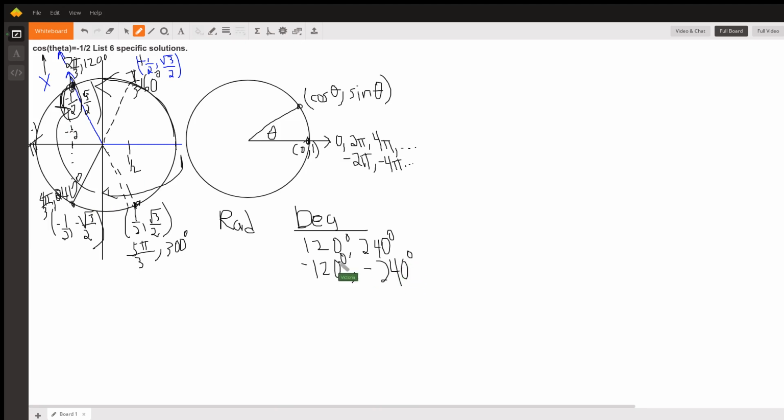But we still need two more. So you can just go around the circle again. Let's go this way. Here's 120, here's 240. We don't hit them again. I'm at 360 here, and then I have to go another 120. So 360 plus 120 means I have another one at 480 degrees, or negative 480 degrees.